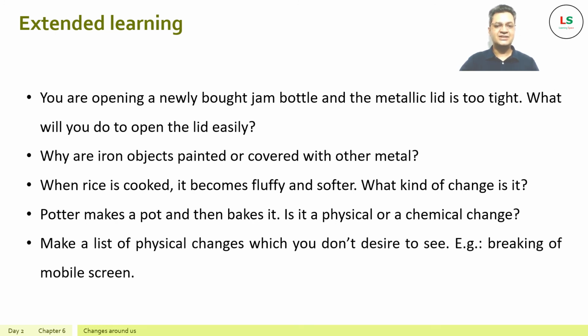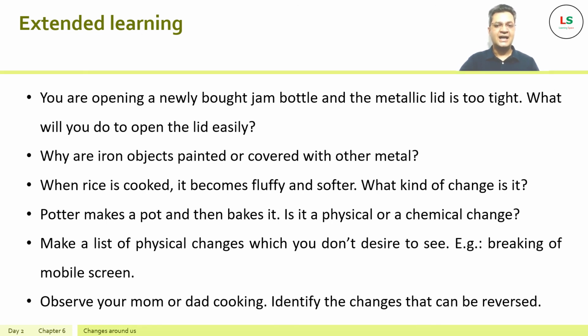Make a list of physical changes which you don't desire to see. Example, breaking off mobile screen. Observe your mom or dad cooking. Identify the changes that can be reversed.